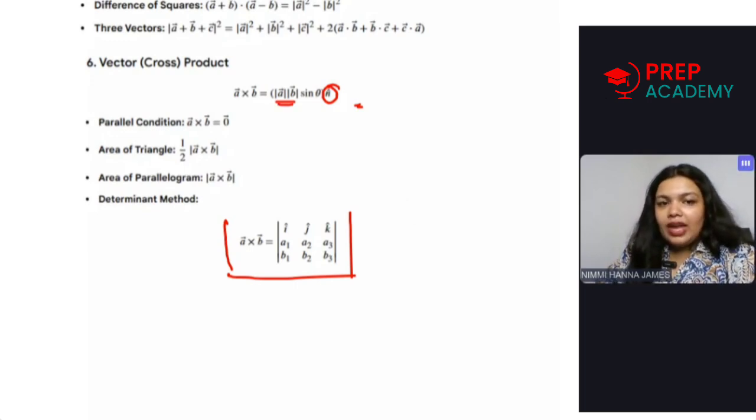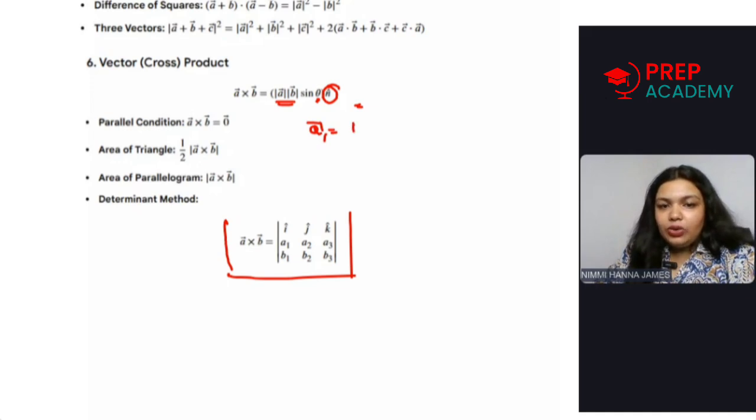So here also, if we want to find A cross B, if we have the theta between them, we can find the vector product: mod A mod B sine theta into n unit vector. It's a vector. Okay, that's one method. Or the working rule is A cross B is equal to the determinant of i, j, k, A1, A2, A3, B1, B2, B3. That is just by using the determinant method. Okay, let's do this example.